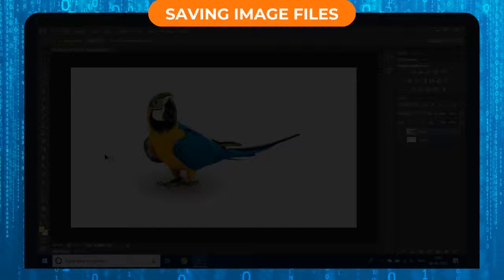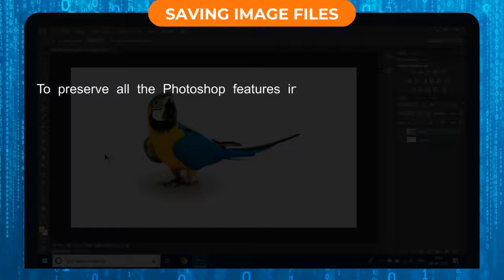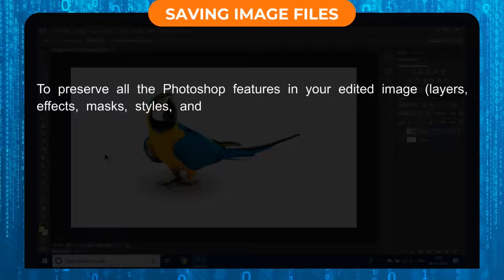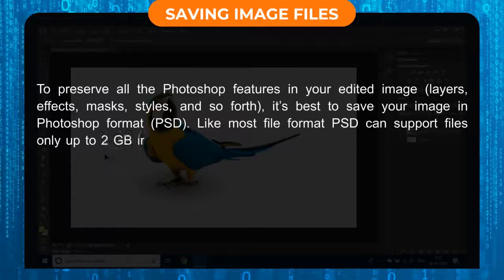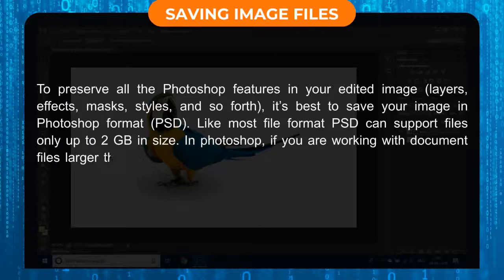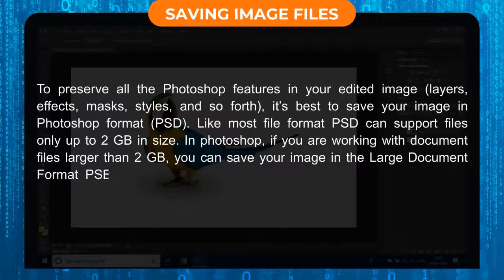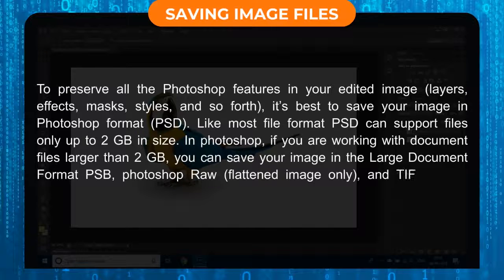Saving image files. To preserve all the Photoshop features in your edited image, layers, effects, masks, styles, and so forth, it's best to save your image in Photoshop format, PSD. Like most file formats, PSD can support files only up to 2 GB in size. In Photoshop, if you are working with document files larger than 2 GB, you can save your image in the large document format, PSB, Photoshop RAW, flattened image only, and TIFF, up to 4 GB in size only.